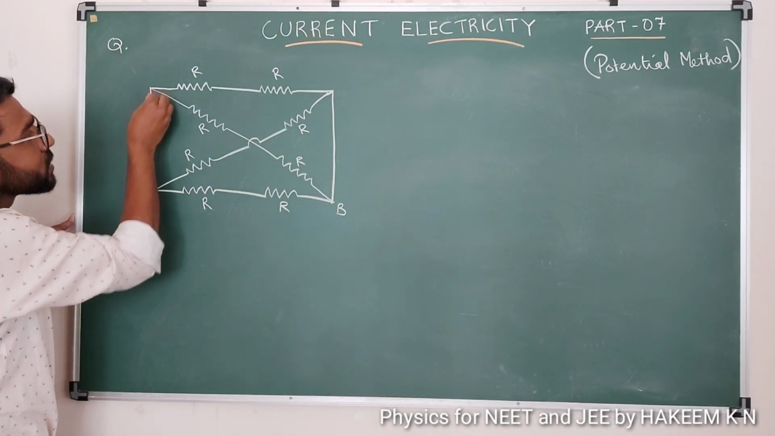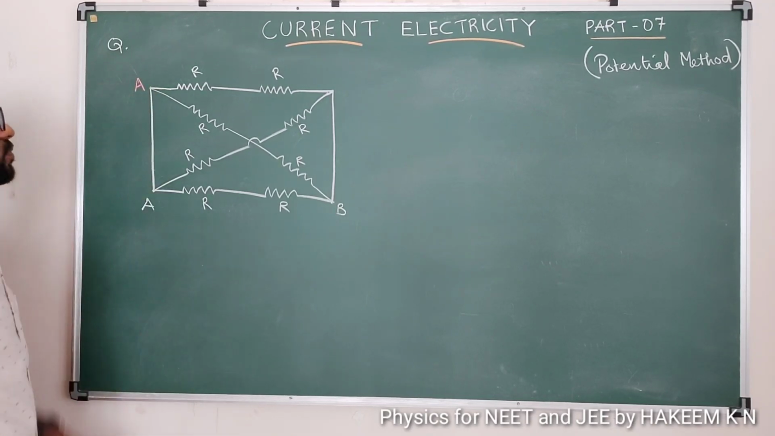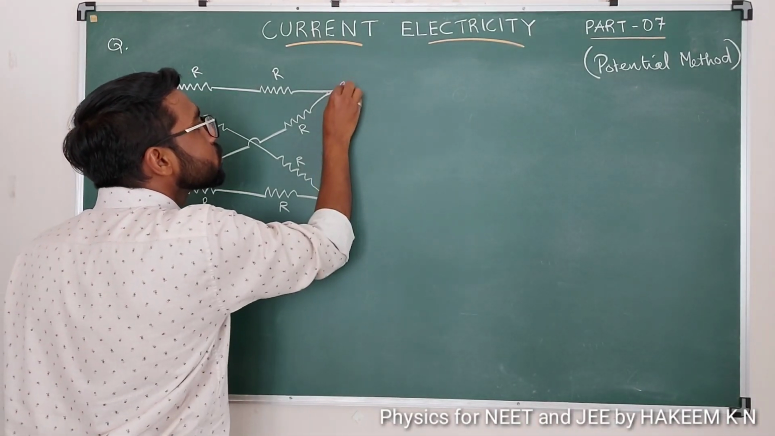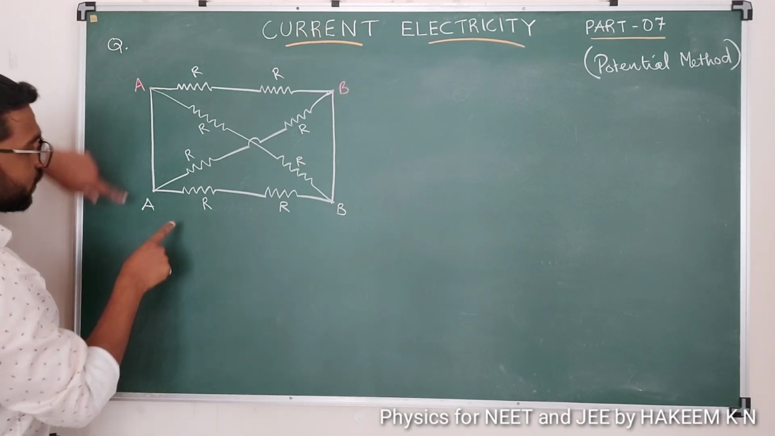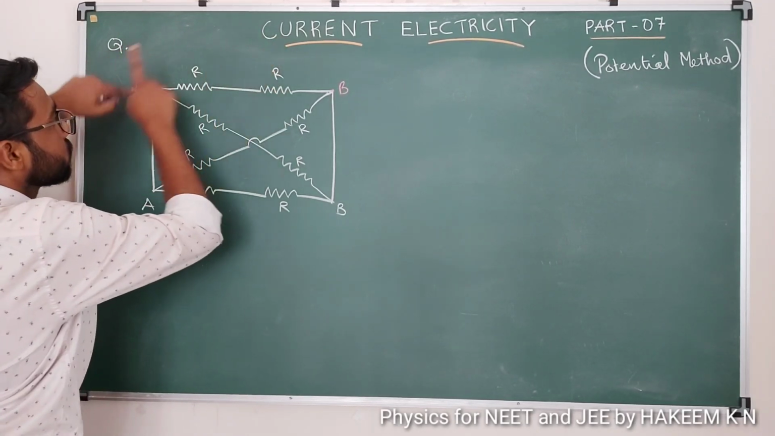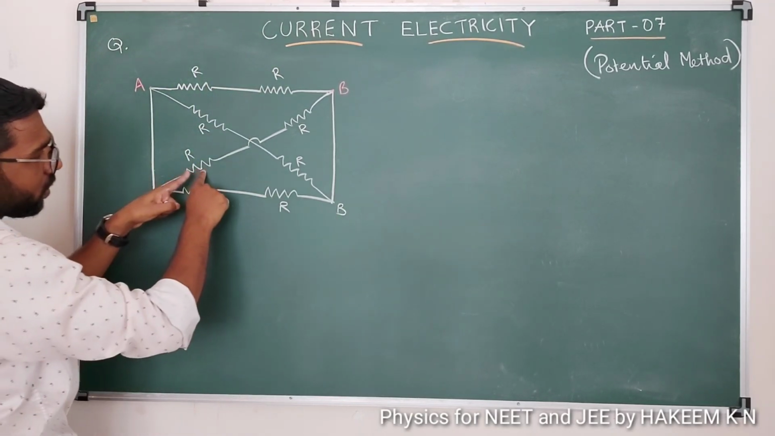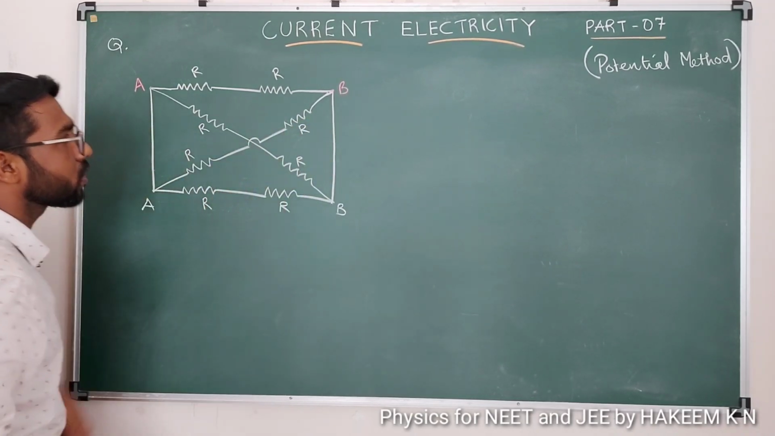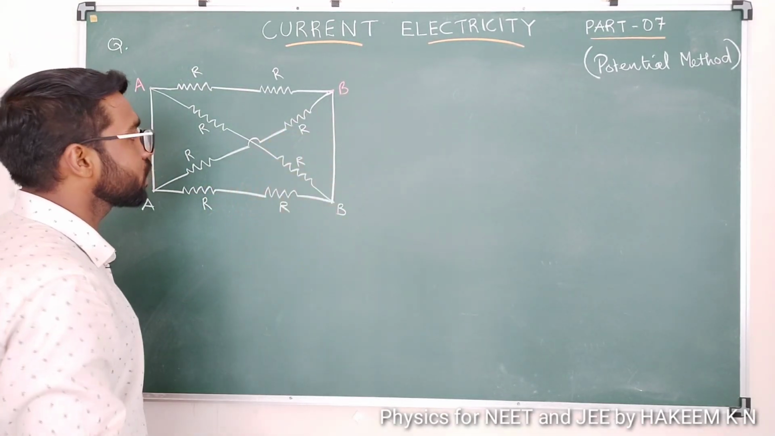Here we have no resistance, right? So this point is also A, and here also we have no resistance, so this point is B. Now you can see R, R in series, so 2R, and here R, R in series, so 2R, here R, R in series, so 2R, here R, R in series, so 2R. All 2Rs are connected to A and B.